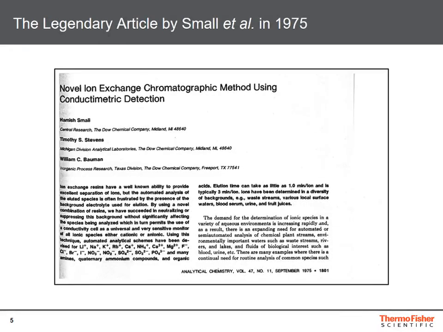Ion chromatography was introduced in 1975 with a legendary article by Small and co-workers, who at that time worked at the Dow Chemical Company in Michigan in the United States. In their introductory paper, they described for the first time an ion exchange chromatography method with suppressed conductivity detection.